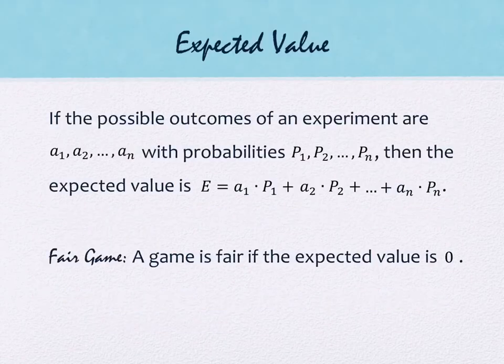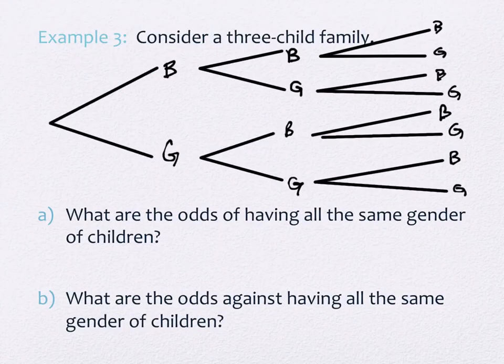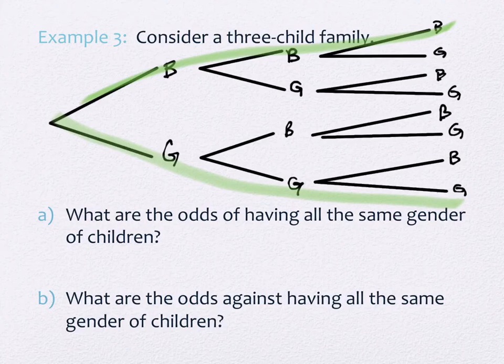So there's 2 questions that I'm asked. The first one wants to know the odds of having all the same gender of children. So what does that mean to have all the same gender of children? What is that description saying? Right, all boys, which is my top branch, or all girls, which is my bottom branch. So the odds of that happening is that there's 2 ways it can happen, right?